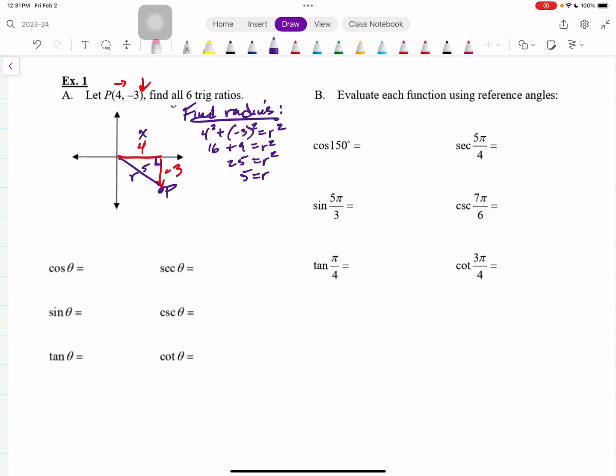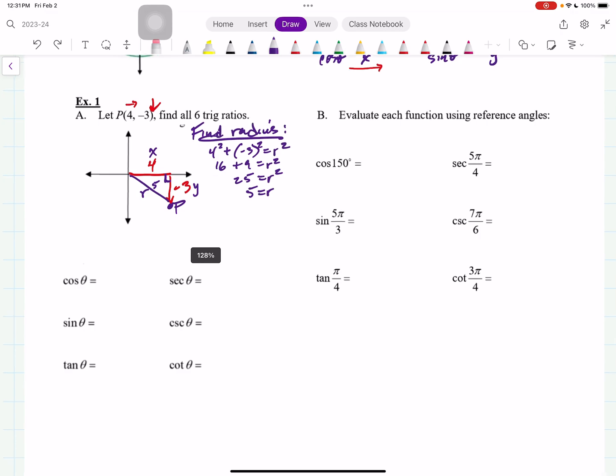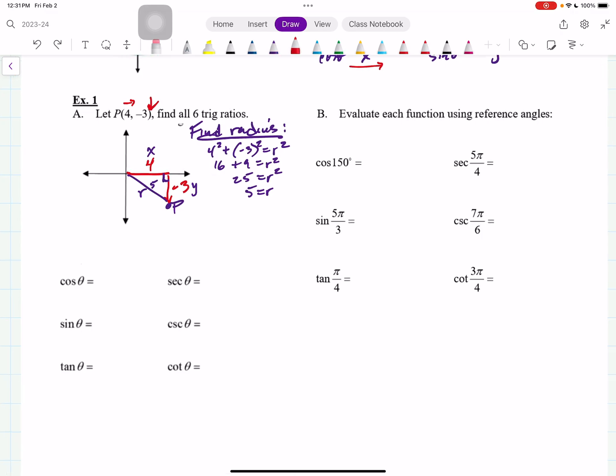So remember, x is 4 and y is negative 3, and the radius is 5. So 3, 4, 5 is a special Pythagorean triple, it's called. Let me write that down in the margin. 3, 4, 5. It's called a Pythagorean triple. They come into play a lot, so you might want to memorize that one.